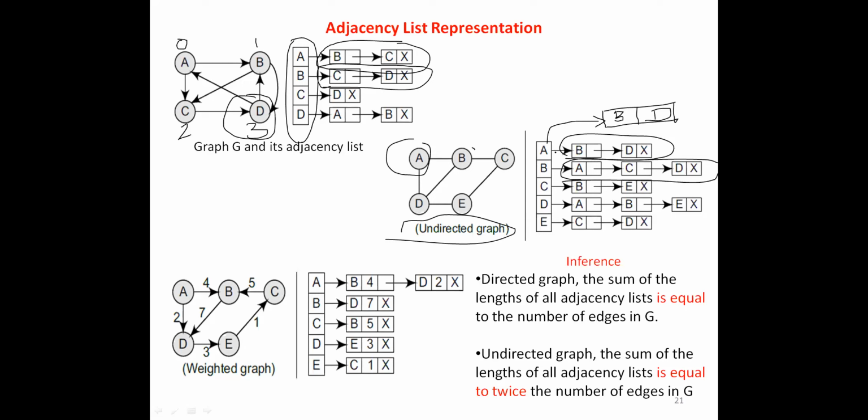If a new vertex comes into the graph, for example H is coming, and it is connected to A, what I will do is create a new node here. I can insert it. That is also possible if it is a character array.